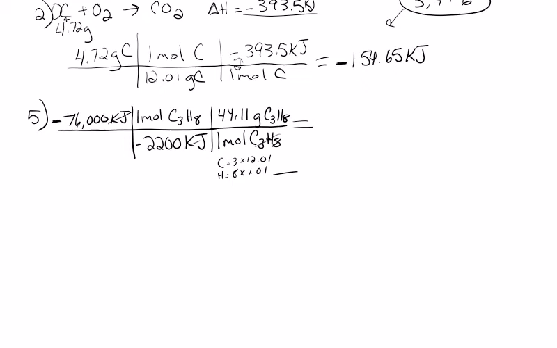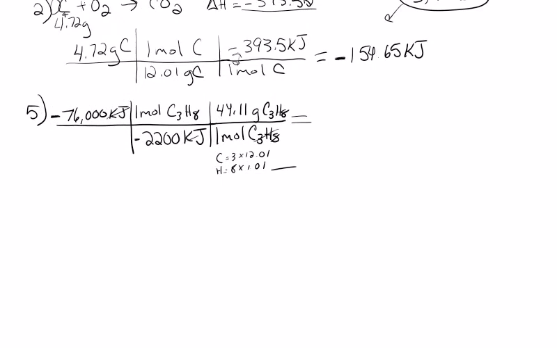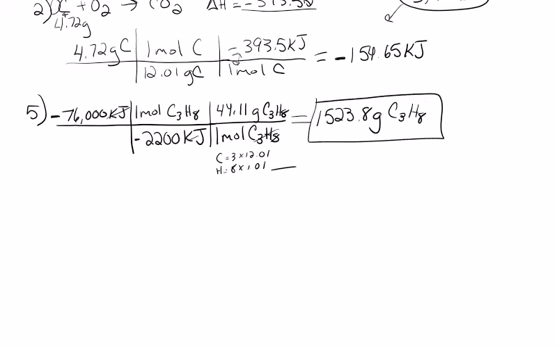Okay, so the mass that you would need to have of this propane reactant would be 1,523.8 grams of propane. Okay, so you're just working backwards is all you're doing. Okay, number 7, same thing.